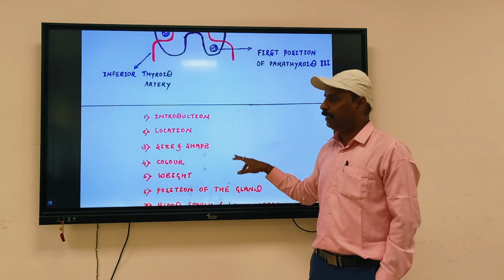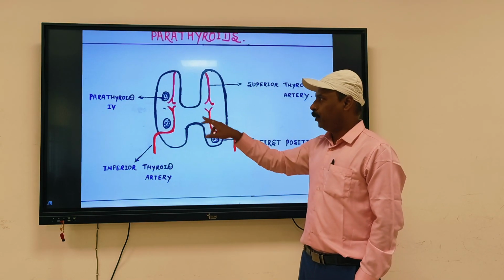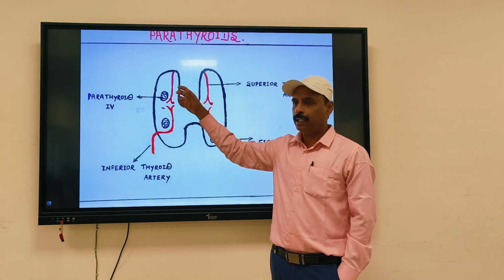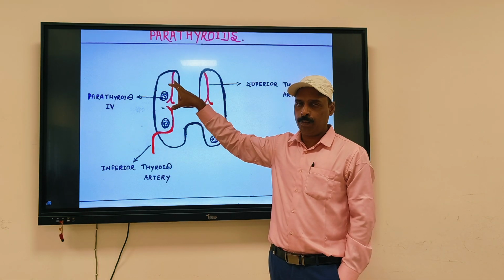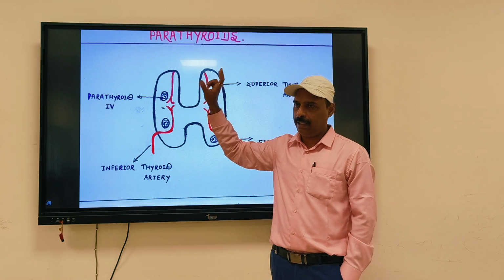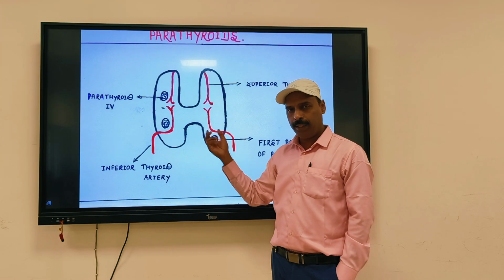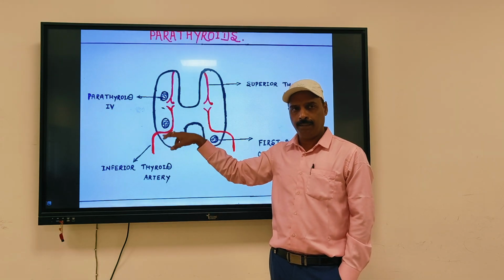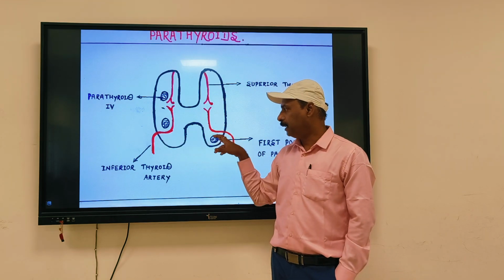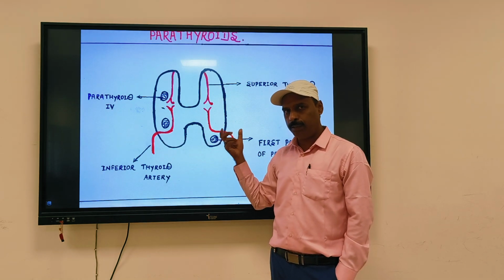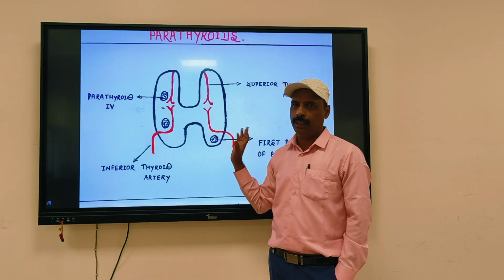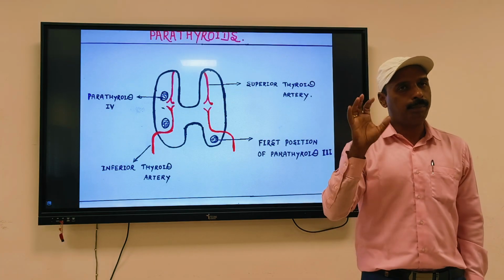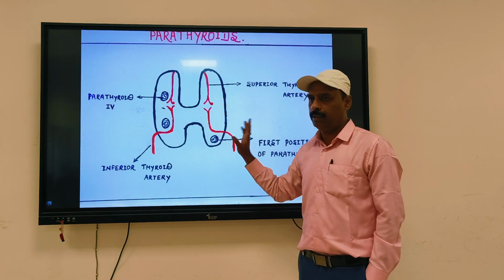Then the position of the gland. The position of the superior parathyroid is nearly about the middle of the posterior border of the lobes of the thyroid. Then the inferior one may vary. It may be situated above the inferior thyroid artery, but exactly at the lower pole of the thyroid, below the inferior thyroid artery. That is exactly what you have to remember about the location or position of the parathyroid gland.